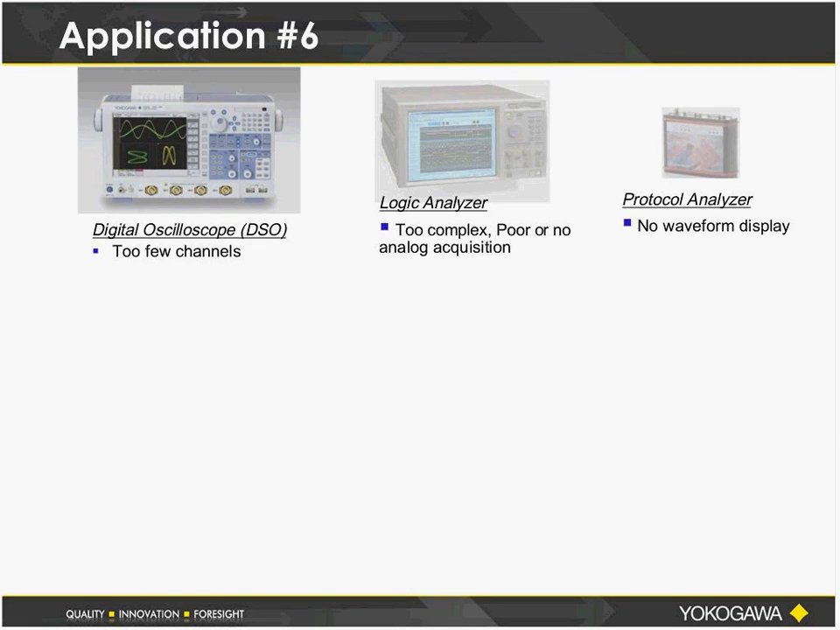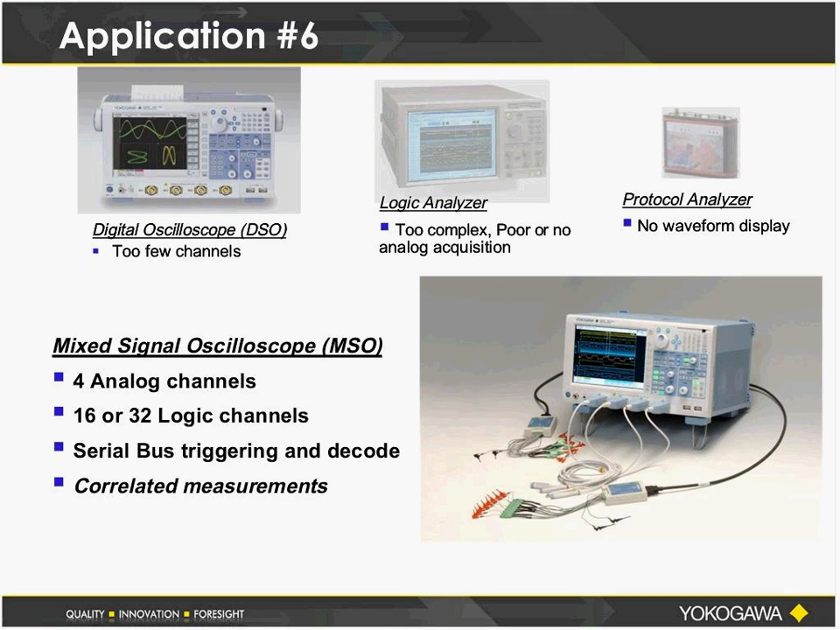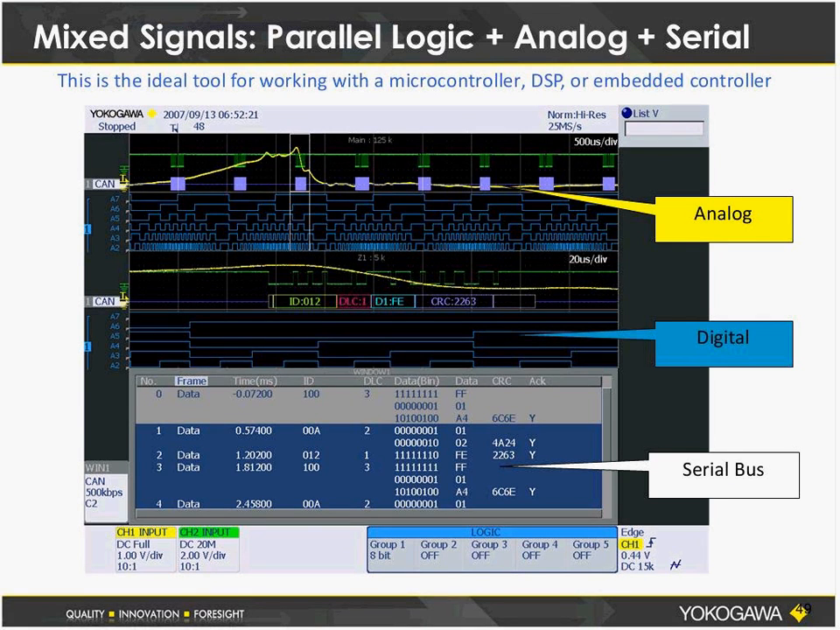Traditionally, when people are working with logical types of signals, you may be reaching for a logic analyzer or protocol analyzer. A mixed signal instrument, a typical one from Yokogawa, would have 4 analog channels and either 16 or 32 logic bits, plus the ability to do serial bus triggering and decode. And the key here is, rather than having 3 separate instruments to look at your analog signals, then your digital signals, then your serial bus signals, you can have it all in one instrument and correlate those measurements on the same time axis.